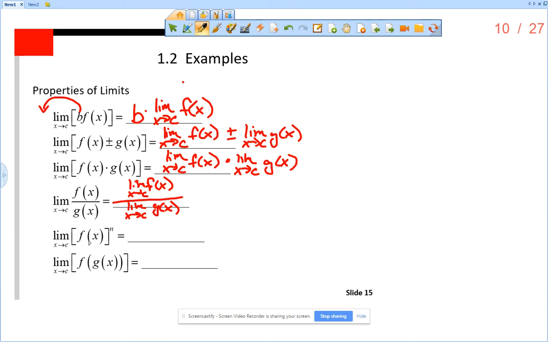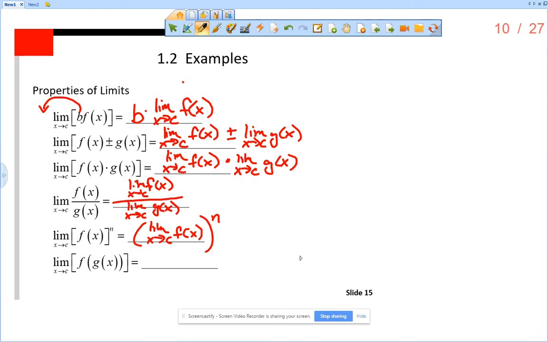All right, now what if we have the limit as x approaches c of f of x to the nth power, right? So to some power, right? So second, third, fourth, or like 1/2, 1/3, something like that. All right, then what can we do? We can take that power outside. So that means I can evaluate the limit as x approaches c of f of x, and then take the nth power of whatever that result is.